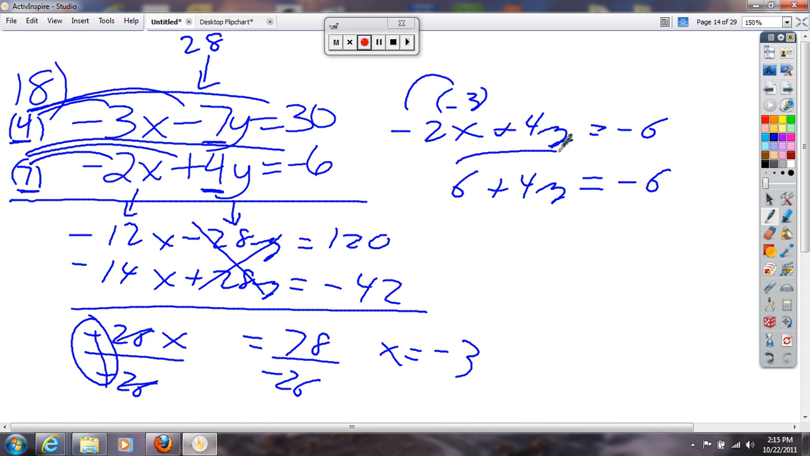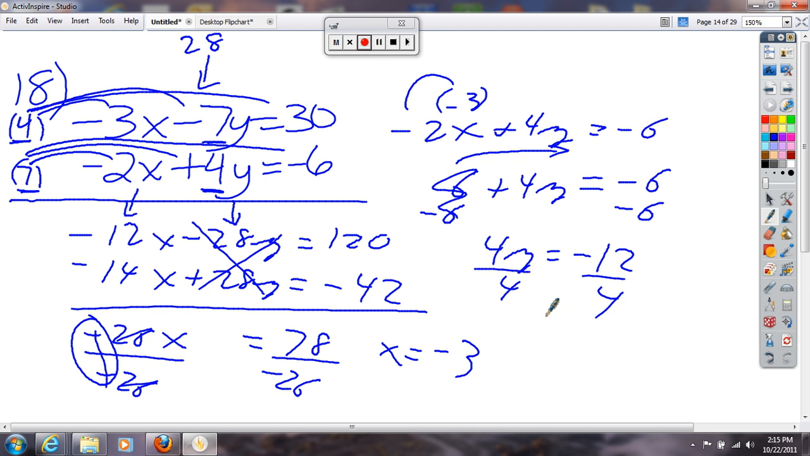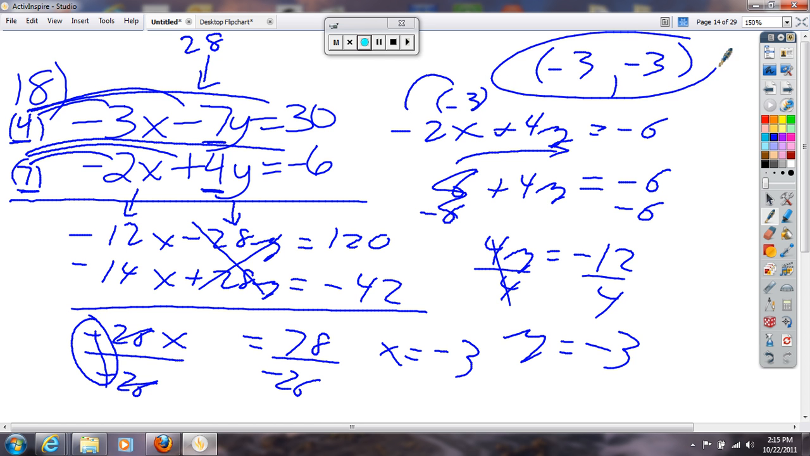I need to move the 6 over to the other side. I subtract 6 from both sides. The 6's cancel. I have 4y equals negative 12. Signs are the same. I add the numbers and keep the sign. Divide by 4. And y equals negative 3. So my answer is, parentheses, x is negative 3, comma, y is negative 3. And there's my answer. That's through 18. Now we're going to go to factoring in a minute.